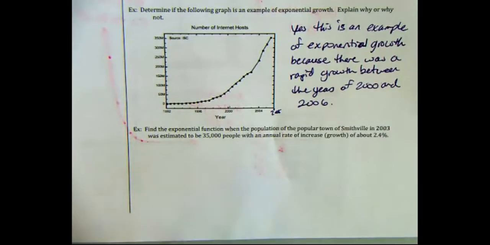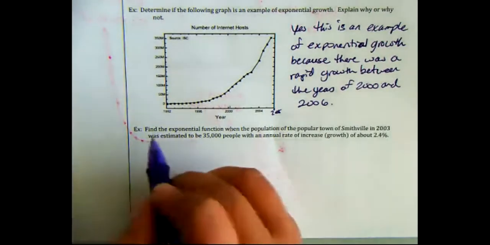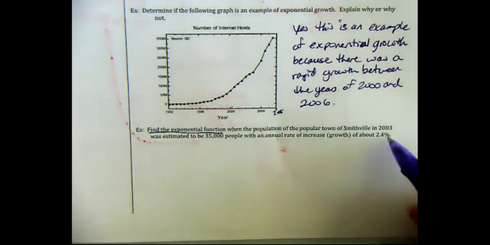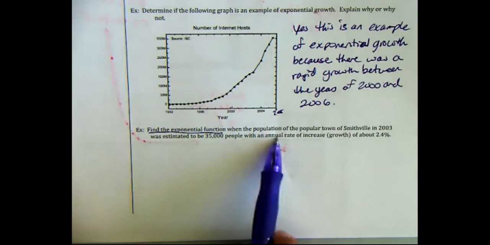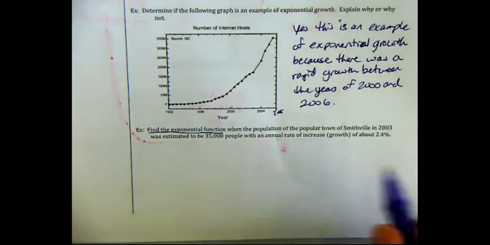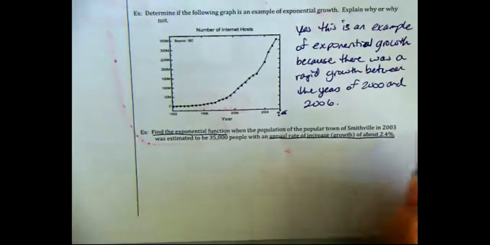The next example is a bit of an algebraic one. It says find the exponential function. So now we're finding an exponential function when the population of the town of Smithville in 2003 was estimated to be around 35,000 people, with an annual rate of increase of about 2.4%.